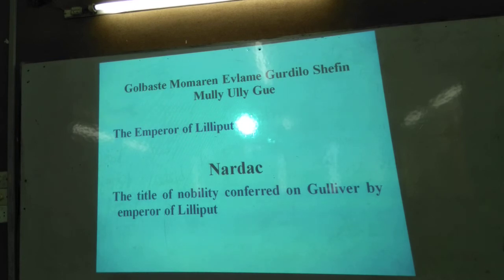The title of Nardac was conferred on Gulliver by the Emperor of Lilliput. So this is the highest award of Lilliput. In our country, which is the highest award? Each and every year the government announces awards: Swadhinata Padak, then Ekushey Padak, then Bangla Academy Award, a number of awards we have seen. Similarly, Nardac is the highest award of Lilliput.